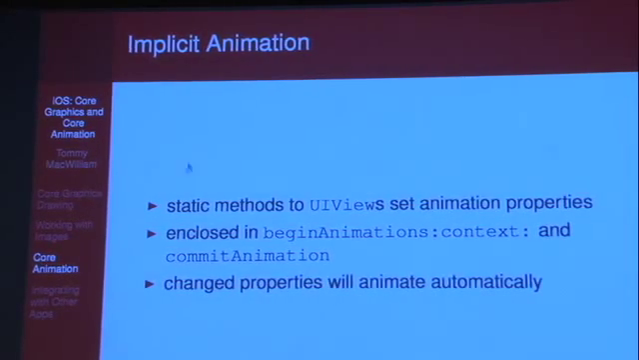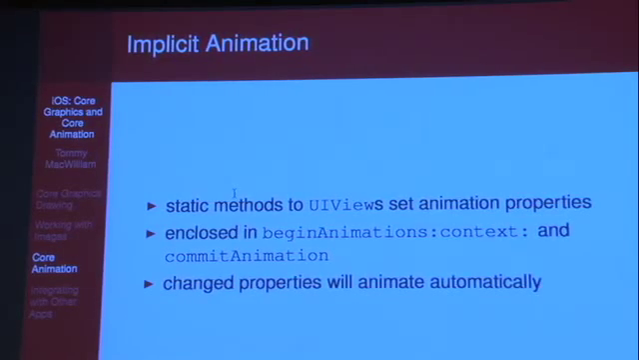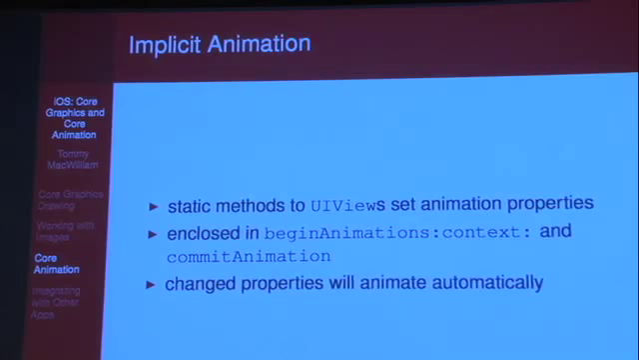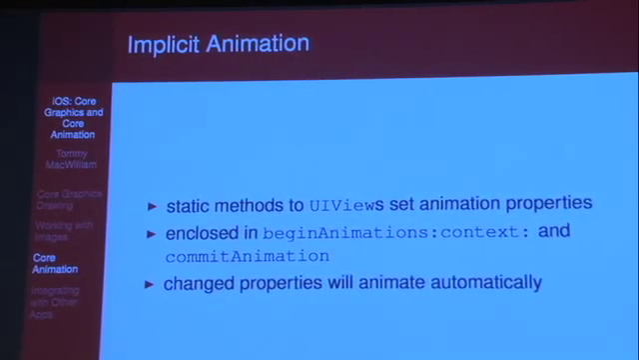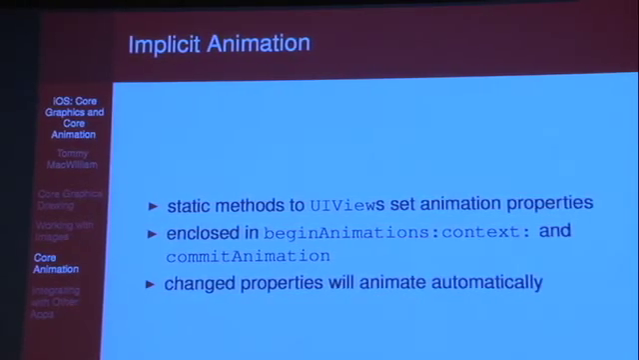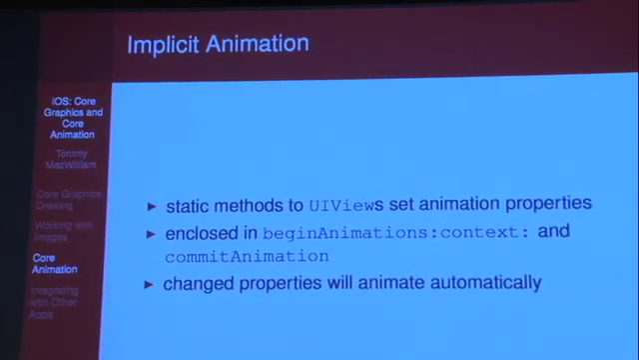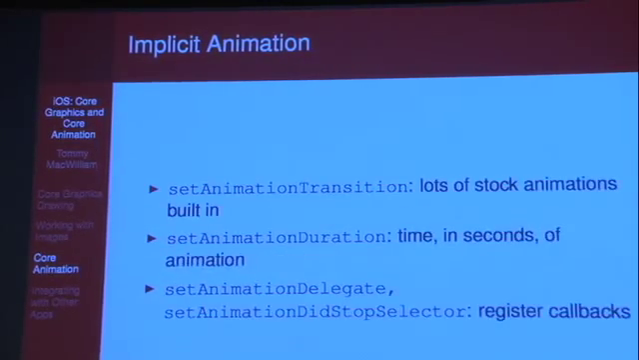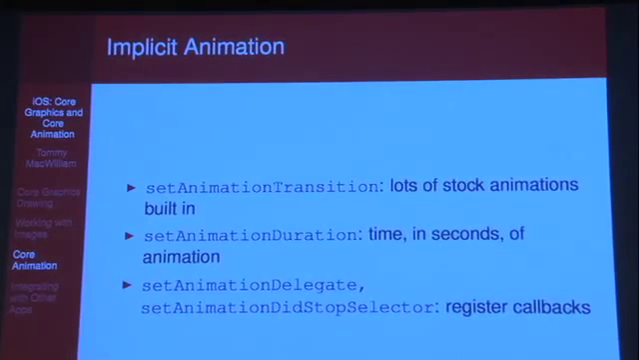So implicit animations, as we said before, are just static methods to the UI view that says I'm going to make some changes to properties, and once I'm done making all those changes, I want you to animate them. So that means that I could change the position or the size, and that's going to move smoothly for me, or I can even do things like change the color. And again, iOS handles what it means to animate between these two things.